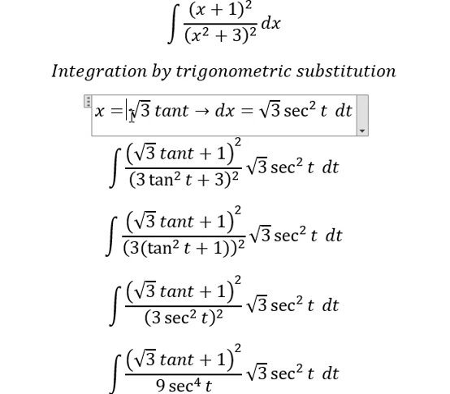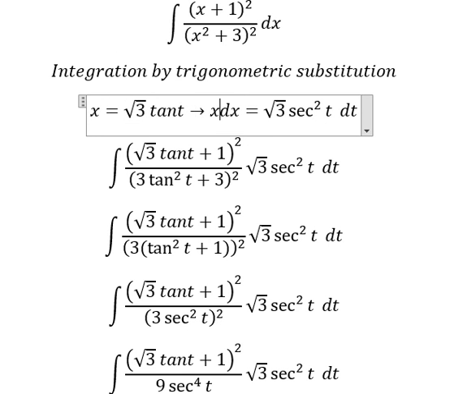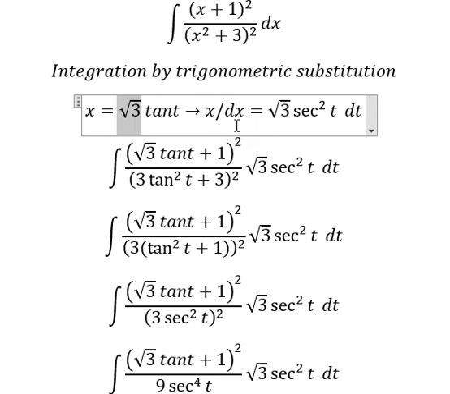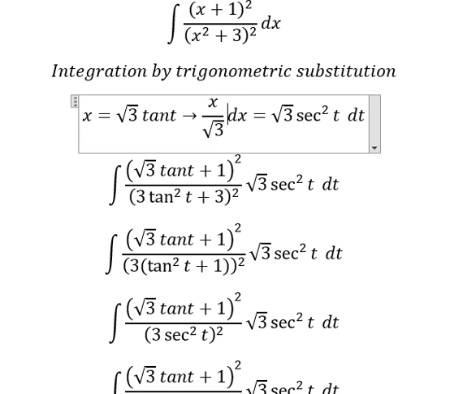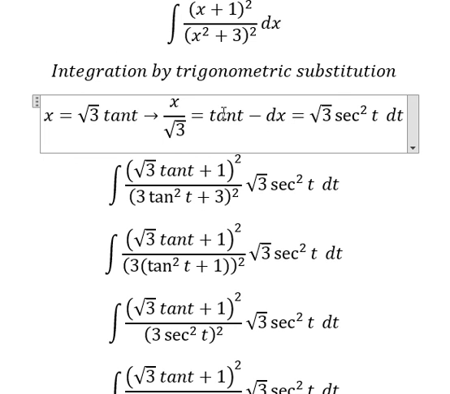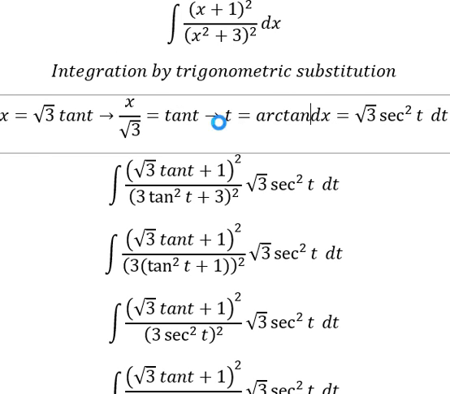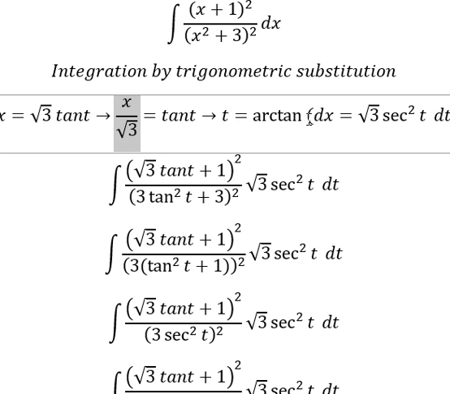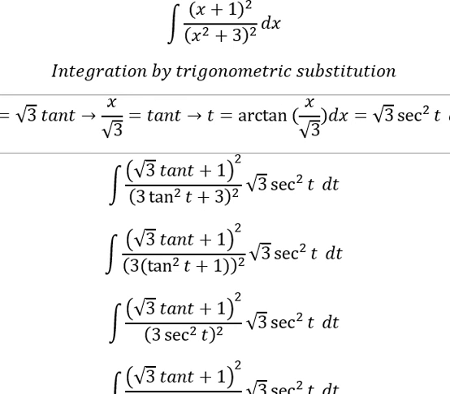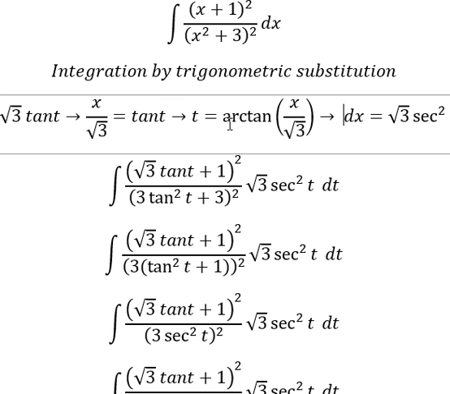So we need to divide both sides by the square root of 3. So we have t equal to arctan of this one. And now I will put this one to change for t.